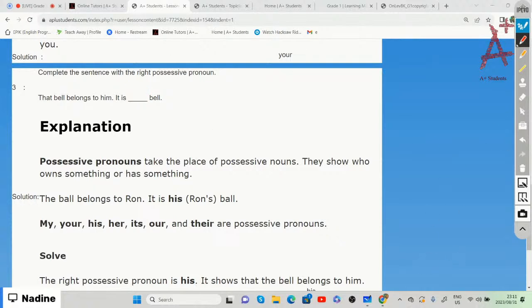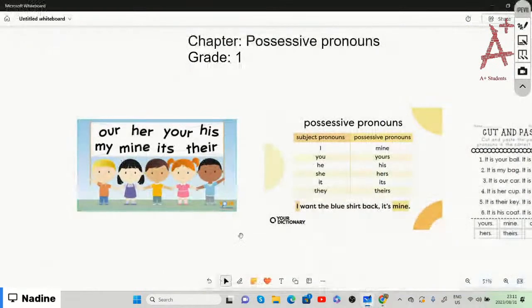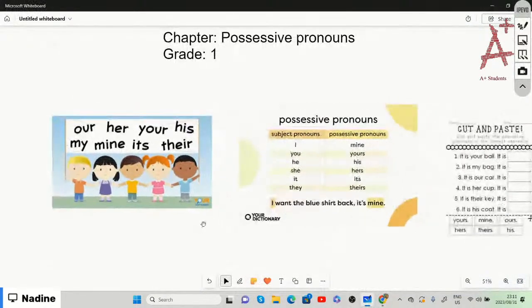All right, so before we continue, let us go over here. So we are basically doing possessive pronouns, right? A few examples of possessive pronouns are our, my, mine, her, your, his, its, and their, right? So we need to identify the basics of pronouns.